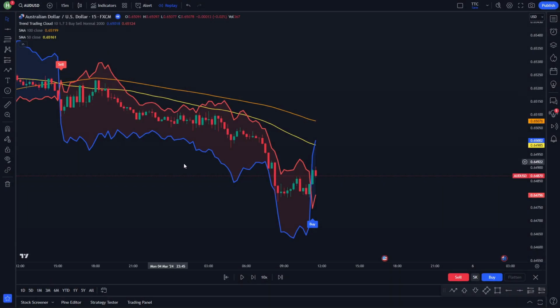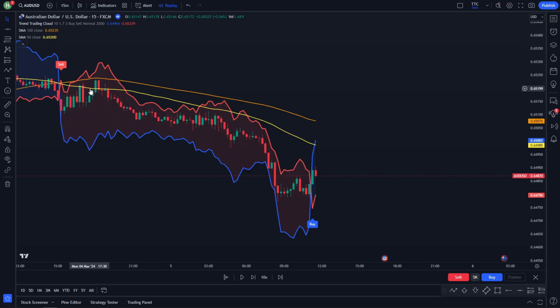Next, let's explore the other side of the spectrum by looking at a buy trade and see what sets the Trend Trading Cloud apart from traditional trend indicators. For this, I've selected the Australian dollar against the US dollar in the 15-minute time frame. What truly sets the Trend Trading Cloud apart from traditional indicators is its ability to provide precise entry and also exit points. This is thanks to its intuitive incorporation of both trend and volatility algorithms.